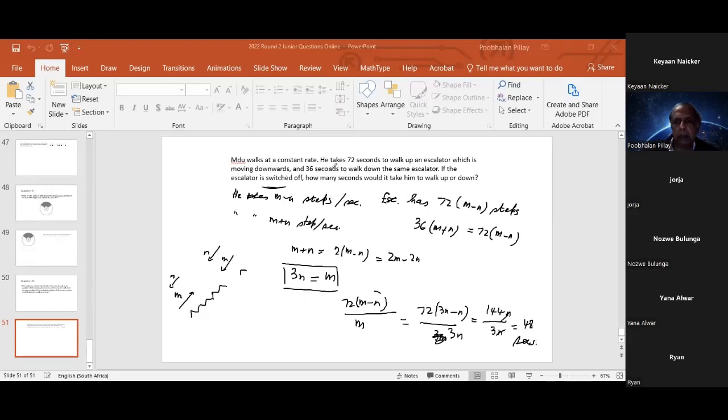Some of you would have guessed, you'll say, well, it's 36 plus 72, and take the average of that, and that is 54, and that'll be the answer. But the answer is not 54, it's 48. That's because you've got different speeds. You've got m plus n, you've got m minus n, and so on. So the answer to this problem is 48 seconds.